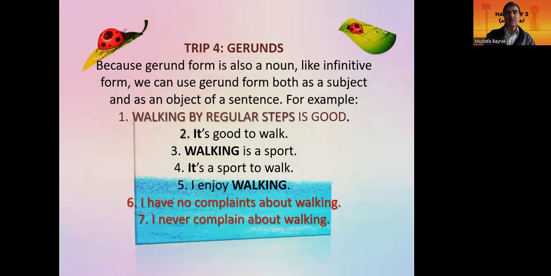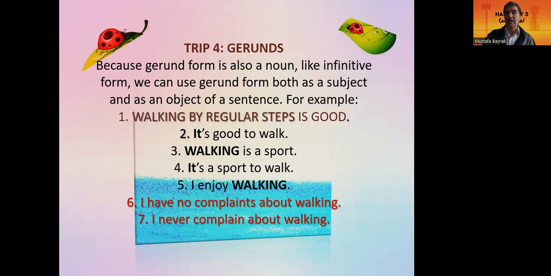Now, trip 4 is, as you see, connected with gerunds. Because gerund form is also a noun, like infinitive form, we can use gerund form both as a subject and as an object of a sentence. Yeah, this is a speech pattern. For example, walking by regular steps is good. Or another way, and it is more common, it's good to walk.